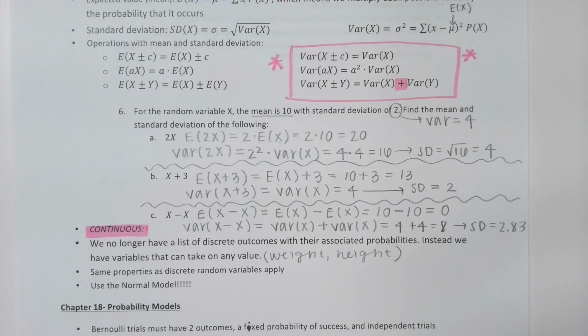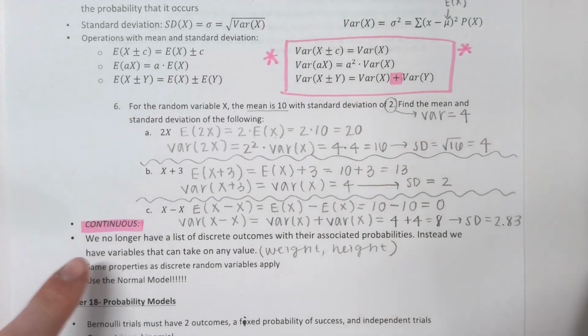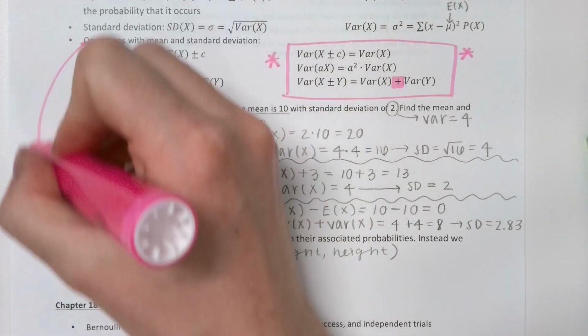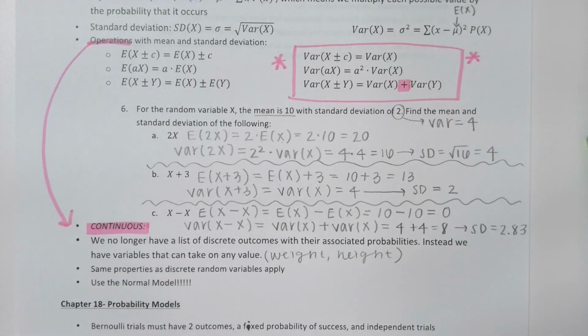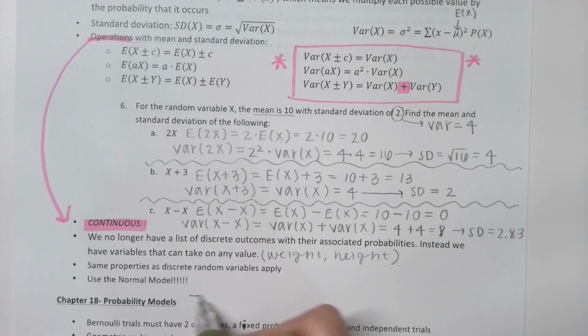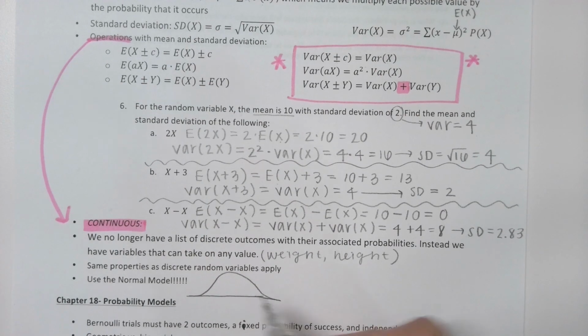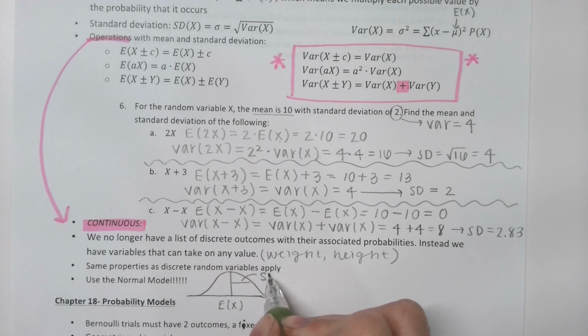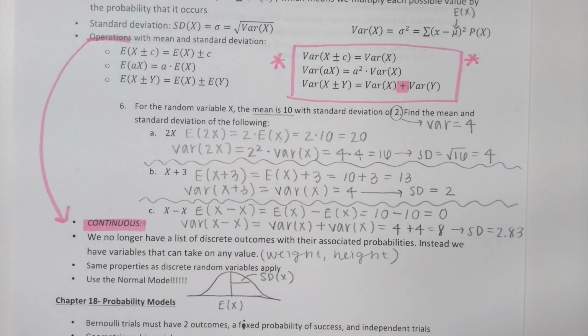What's nice about continuous random variables is the same properties as we looked at here apply to continuous. So these same operations apply to continuous. Once you have that mean and standard deviation, you would just set up a normal model. So you would have your little model here with your new expected value and your standard deviation. And then you could find your z-score and use normal CDF to find what probability they're asking you for.